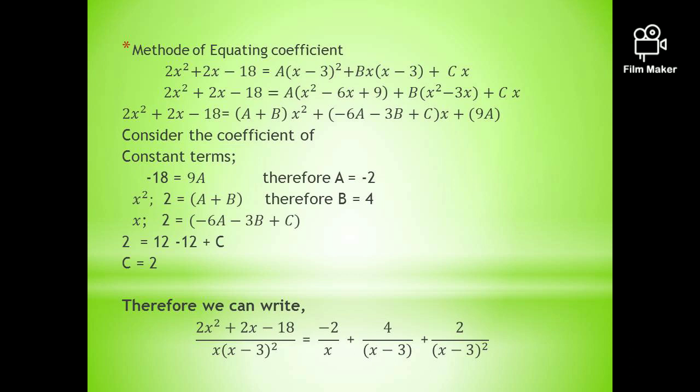Therefore, we can write the expression (2x squared plus 2x minus 18) over x into (x minus 3) squared as minus 2 over x plus 4 over (x minus 3) plus 2 over (x minus 3) squared.